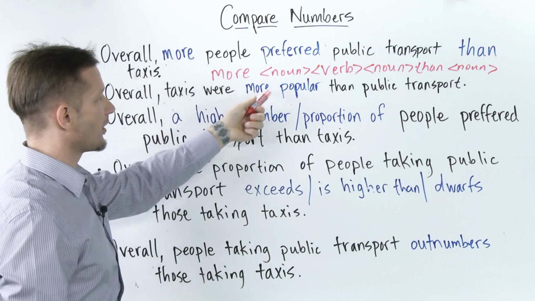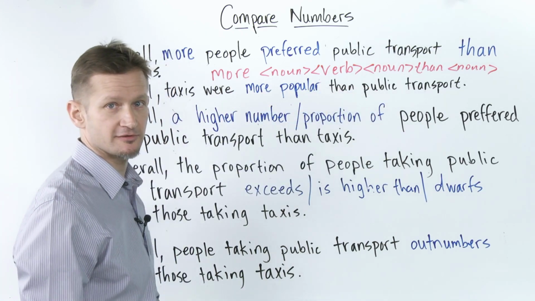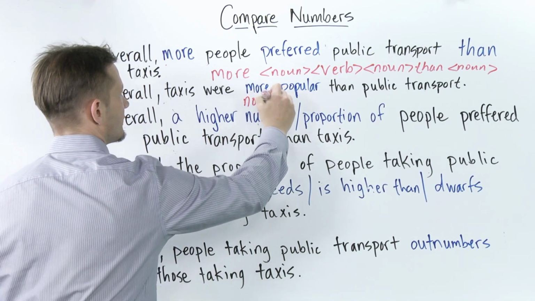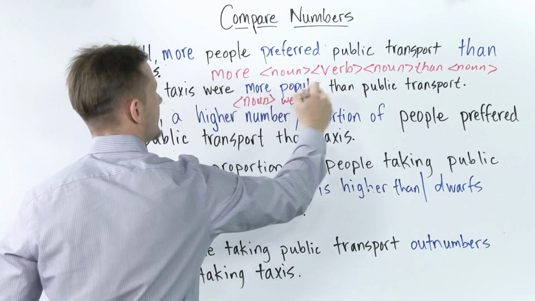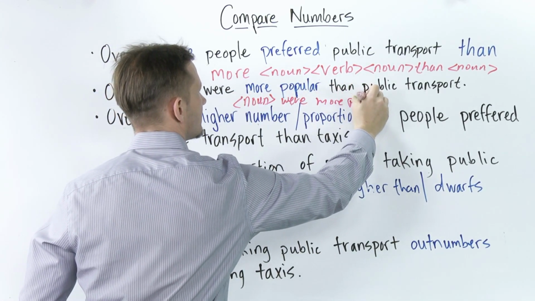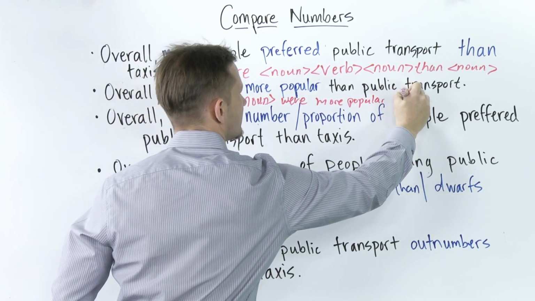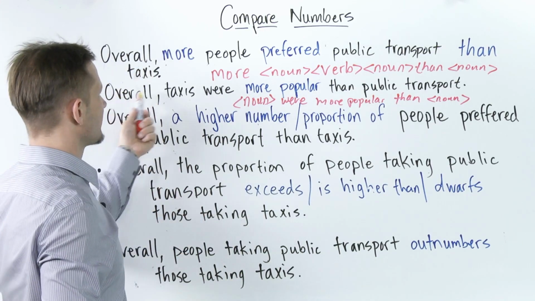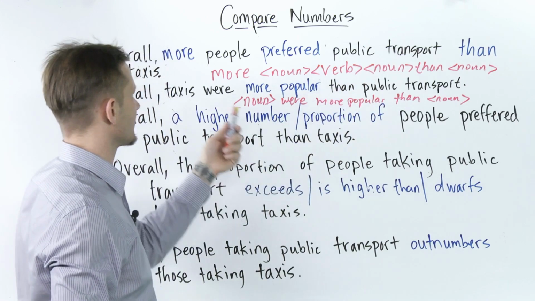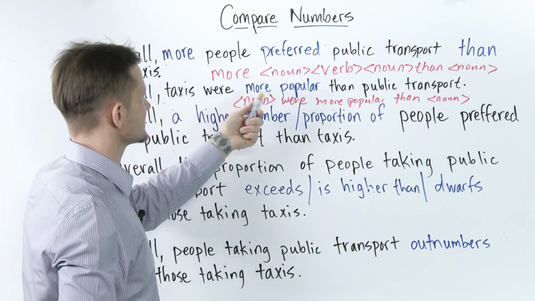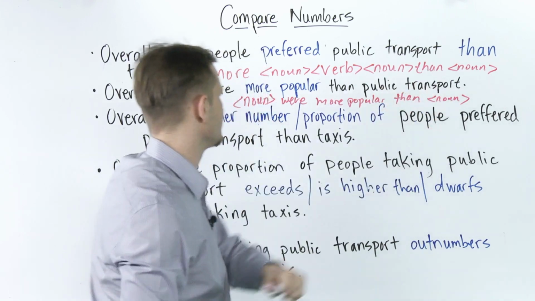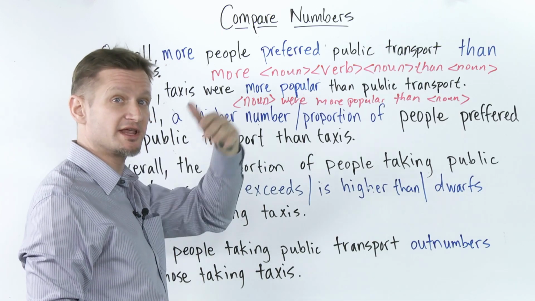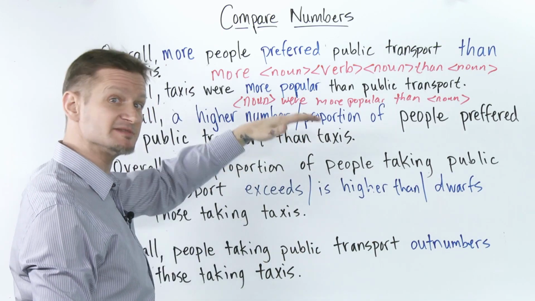Overall, taxis were more popular than public transport. Okay, so pretty similar. You have noun, were more popular than noun, right? So pretty simple, pretty similar. Overall, bacon was more popular than chicken. All right, so these are good sentences to have. They're pretty basic level. So to really get a higher score, you want to focus on these sentence patterns.